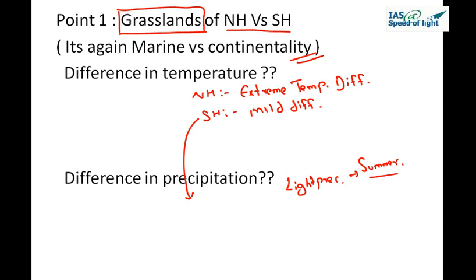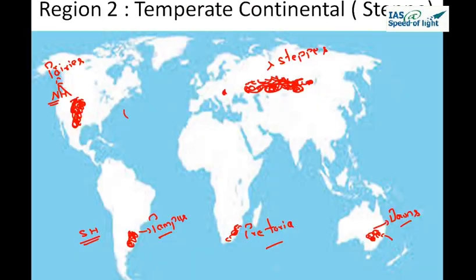Similarly, the southern hemisphere is closer to the sea, so it is going to have good rainfall, but that will also be in the summers. Another thing we can see with the southern hemisphere grasslands is the passing of the warm ocean current.